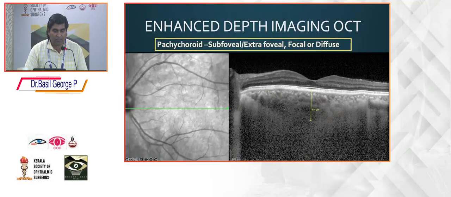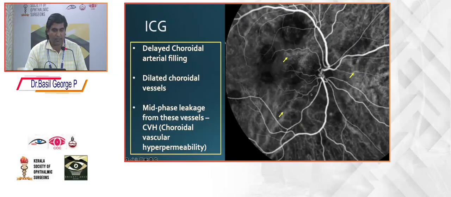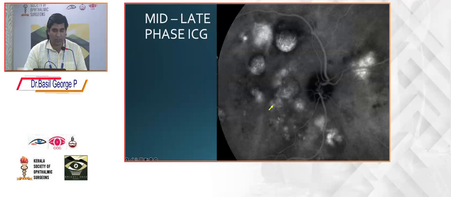The enhanced depth imaging OCT shows a choroidal thickness of about 500 microns, and it is a diffuse thickening. Also, it shows pachy vessels with dilated outer choroidal vessels and choriocapillaris compression. The ICG shows delayed choroidal arterial filling, dilated choroidal vessels, and the mid phase shows multifocal areas of choroidal vascular hyperpermeability, which is an important feature of pachychoroid disease.